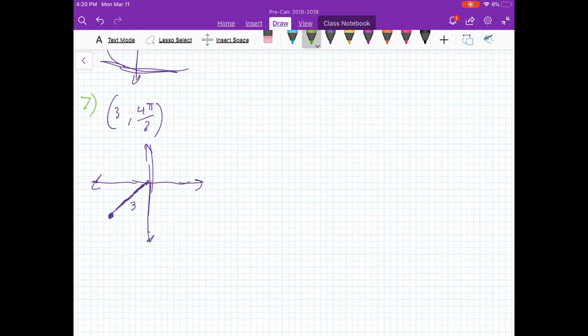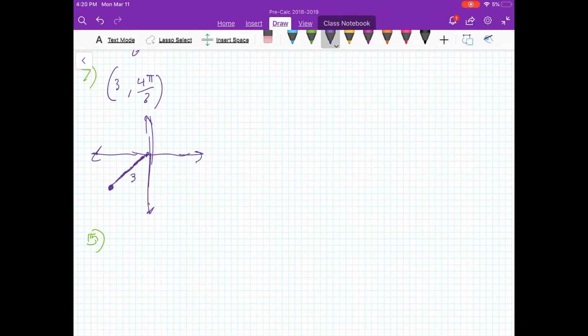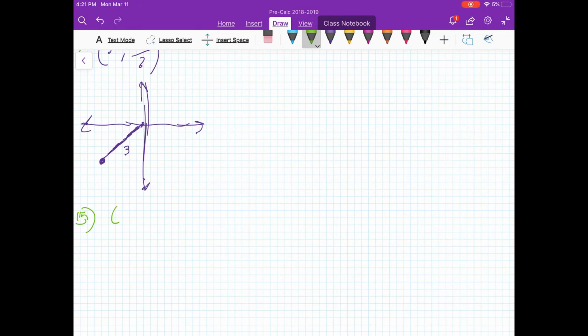So that's 7. Exercise 15 says, find the rectangular coordinates of the point with the given polar coordinates. We're given this polar coordinate. We're given the polar coordinate 1.5, and let's use it in green. We're given the point 1.5, and the coordinate 7 pi over 3.